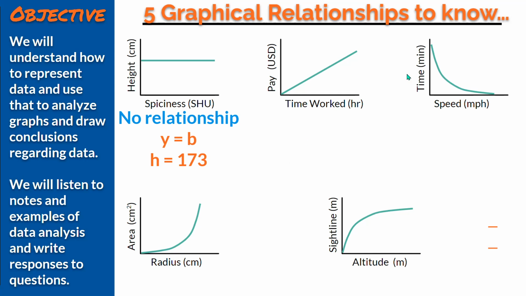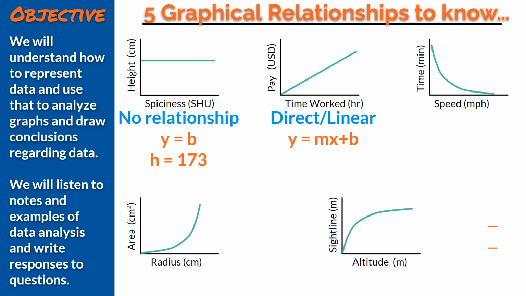Okay, so the second relationship is a direct or linear one. That's the one we just talked about. You're going to get an equation here, a mathematical model in slope-intercept form. That's y equals mx plus b. For this example, I have a graph that shows somebody's pay per the time that they work. If you're an hourly employee, your data would look just like this. The more you work, the more you make.